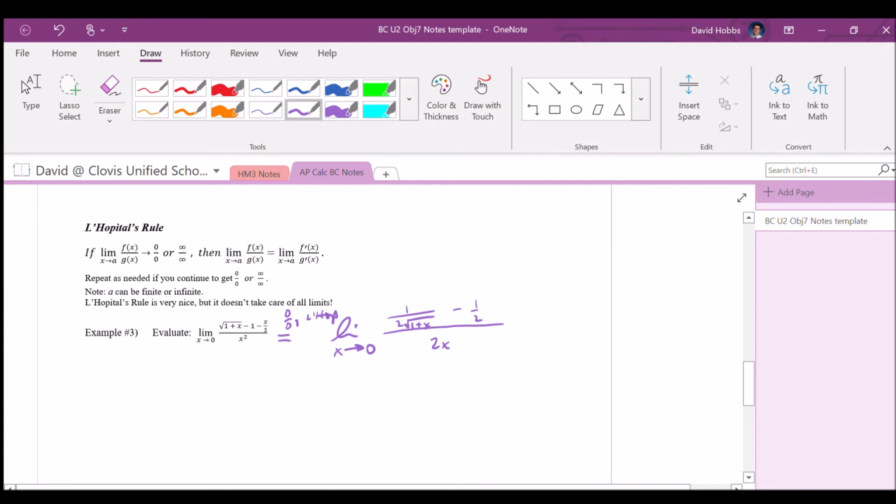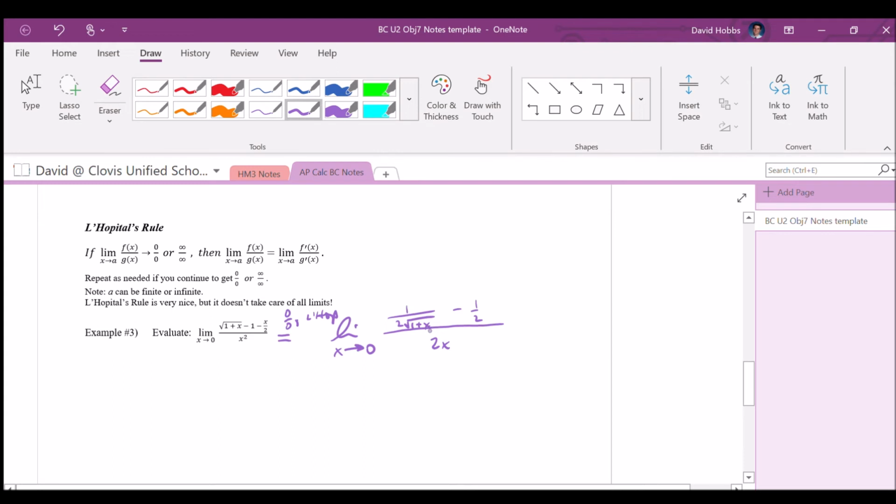Okay, now we can see the denominator is still 0. The top is kind of a mess too, but what if we just plugged in? I mean, if we plugged in a 0 to the top, don't we have 1/2 minus 1/2, which is also 0? Yes. Okay, so now the cool thing here is we can repeat this as long as we're still getting 0 over 0 or infinity over infinity. So that's what we're going to do.